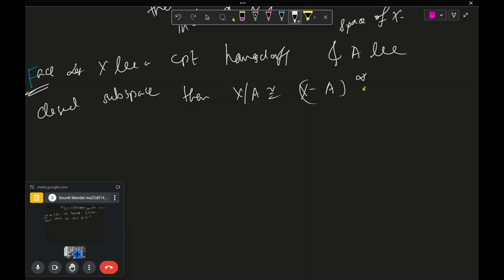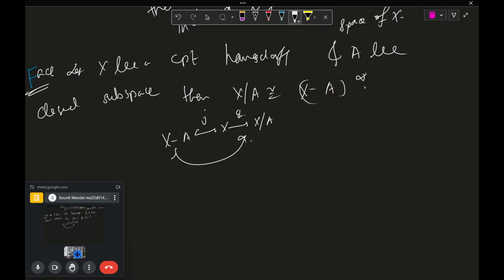So how do we prove this? Basically, we need to prove that the quotient space is the one-point compactification of X minus A. First, we need to show that X minus capital A lies inside X by A, with only a single point of difference from the whole space. So X minus A lies inside capital X, and X goes to X by A via the quotient map little q.